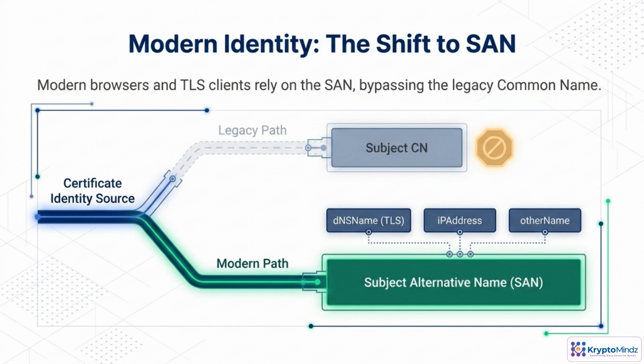For modern identity and certificates, set aside the old common name field. Contemporary TLS clients validate host names strictly against the subject alternative name extension. The SAN can hold multiple identifiers: DNS names, IP addresses, and even custom name types. The CN might still be populated for legacy reasons, but browsers and libraries generally ignore it for hostname checks. So in any new PKI design, policy, or automation, treat the SAN as the single source of truth for identity.